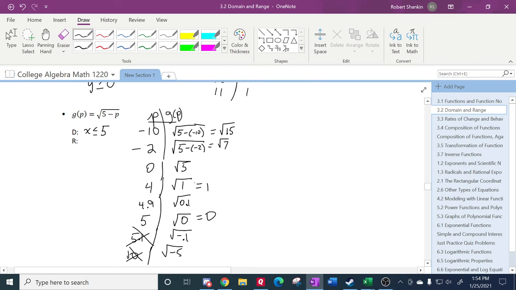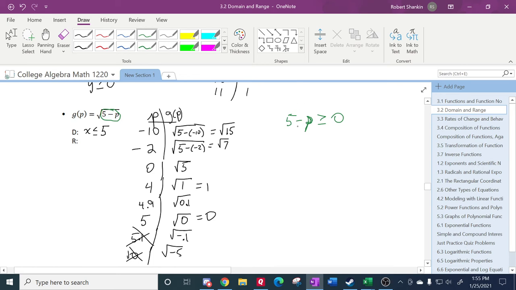Okay. Now this was kind of time consuming. There's an alternate way, faster way to do this. Either way is fine, whichever way you like. Or you can do them both ways. I often do things more than one way. After we substitute a number for p and figure out what 5 minus p is, the final result of 5 minus p had better be greater than or equal to 0, because it's inside a radical.